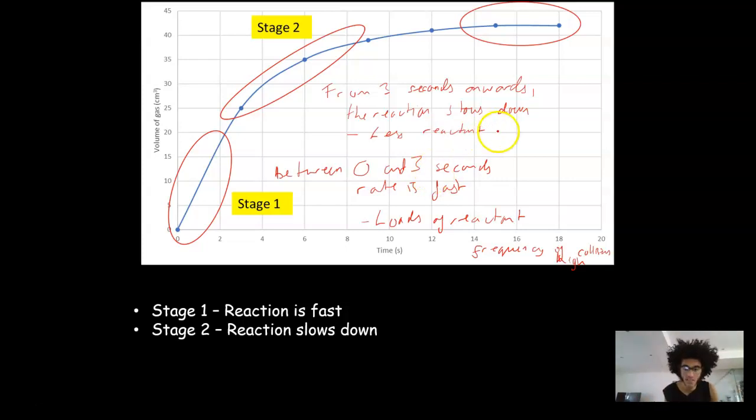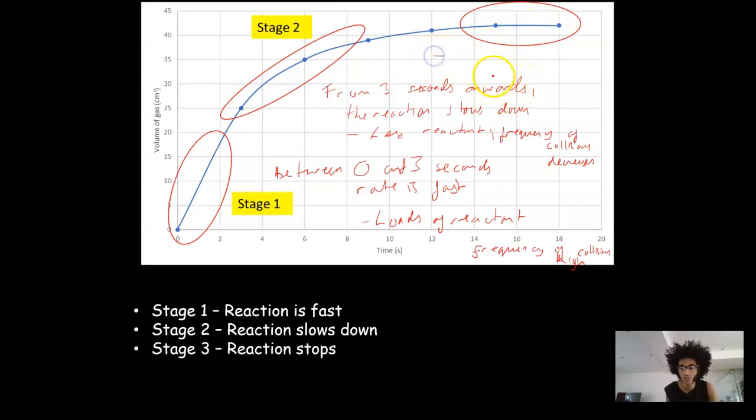The best way of writing that, instead of saying there are less collisions, say there's less reactant, so the frequency of collisions decreases. Okay? And then the final stage is the top one here, which is probably the most straightforward, is that the reaction stops. Again, you want to specify when that is. So we would say at 15 seconds, you can see it's all between 14 and 16, which is there. So you'd say at 15 seconds, the reaction stops, okay? And then the reason why it stops is because it runs out of reactant.